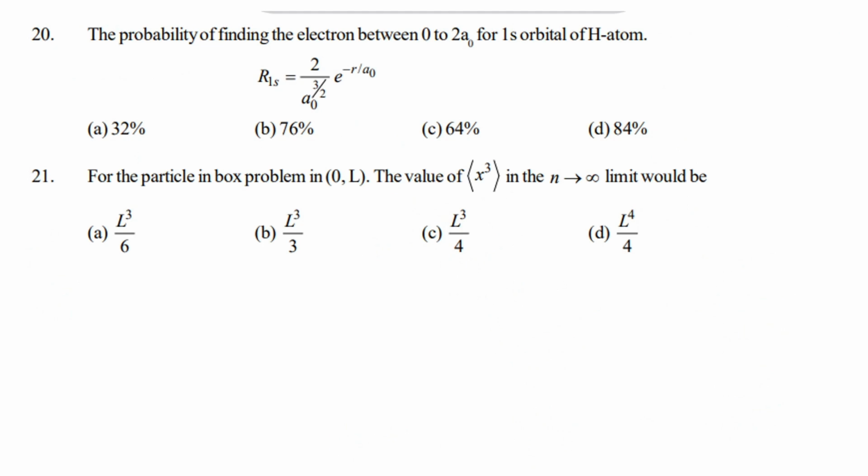So question 20: the probability of finding the electron between 0 to 2a naught for the 1s orbital of a hydrogen atom. I hope you can solve it yourself. Questions 20 and 21, just take a screenshot, and if you can't, then we will discuss. Just tell me the correct answer. So for 20, the correct answer is B. Just one thing from here, we know the trick, right?